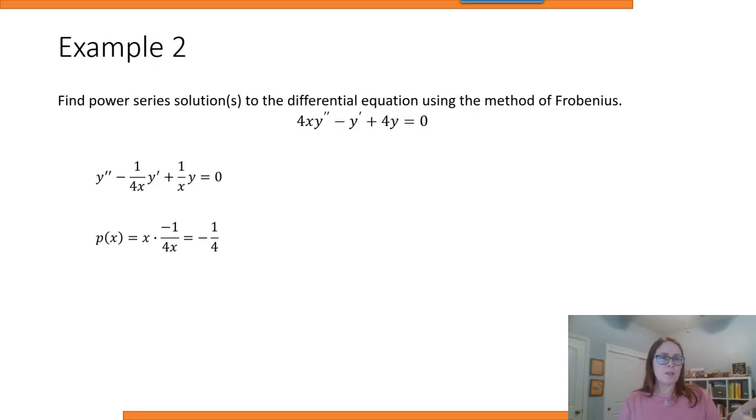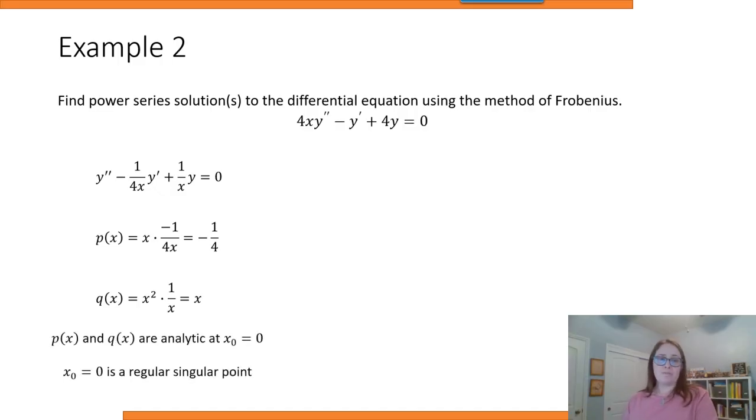It's not analytic there. And so if I find little p of x, that's going to be x times negative 1 over 4x, which simplifies to negative 1/4. That's going to be analytic at 0. And little q of x is x squared times 1 over x, which simplifies to just x, which is also analytic at x equals 0. Okay, so p of x and q of x are analytic at our singular point, which means that 0 is a regular singular point. So we're all clear to go forward with the method of Frobenius, and we should find at least one solution, maybe two, from solving using this method.